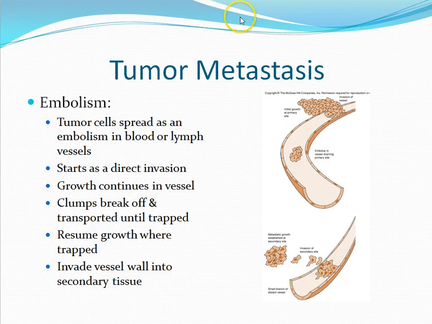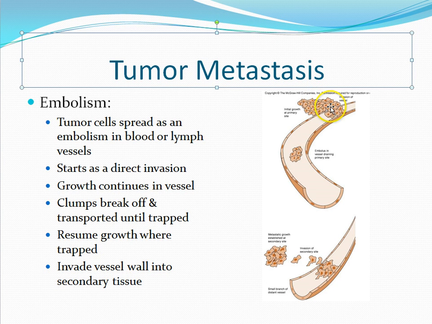This is illustrated in this picture. Here's our tumor. It's invaded the blood vessel wall and begins to grow. It sheds off clumps of tissues that become trapped. Once they're trapped, they start to grow. Once again, they work their way through the vessel wall and gain access into the secondary site.